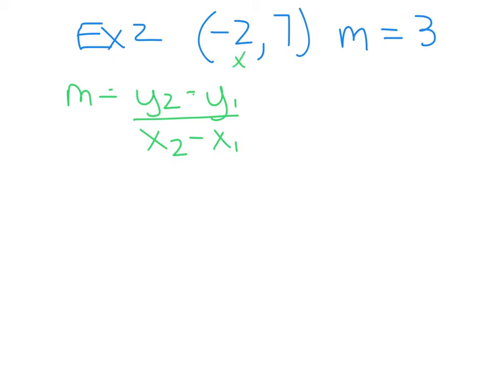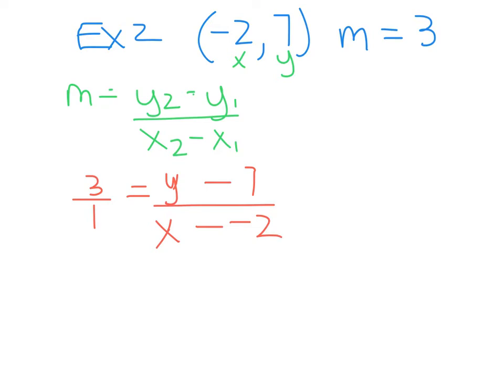This is my x, this is my y. So the slope is 3. I need to make it a fraction, so I'm going to make it 3 over 1. Always has to be a fraction. I don't know y sub 2, so I'm going to make it y minus y sub 1 is 7 over x sub 2, I don't know, and I'm going to make it x minus negative 2.